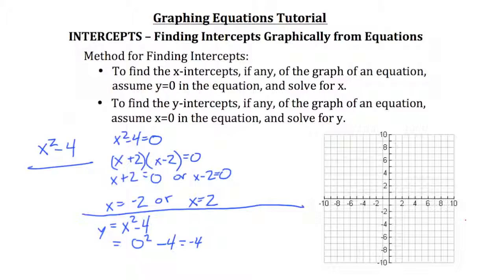Now we can plot the points on the graph by hand and see what this equation looks like with the intercepts. When we plot the points on the graph on the right, we get 0, negative 4, negative 2, 0. Continuing along, we have negative 3, 5, and 3, 5. When we connect the dots, we will see that it looks something like this. So that is the graphic picture of the equation y equals x squared minus 4.